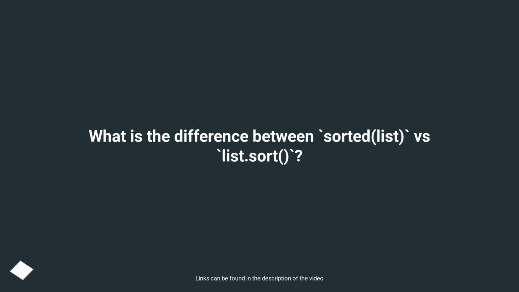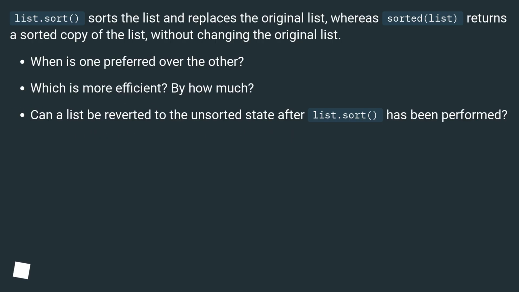What is the difference between sorted(list) versus list.sort()? list.sort() sorts the list and replaces the original list, whereas sorted(list) returns a sorted copy of the list, without changing the original list. When is one preferred over the other? Which is more efficient? By how much? Can a list be reverted to the unsorted state after list.sort() has been performed?